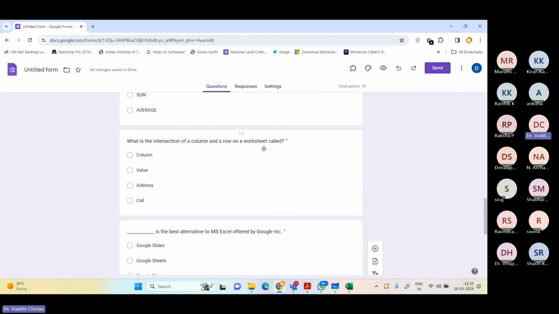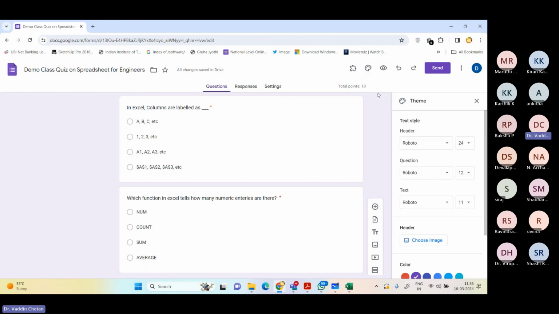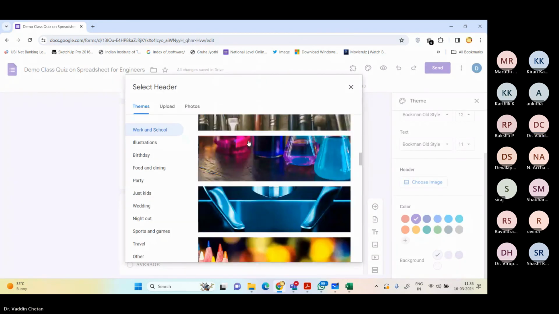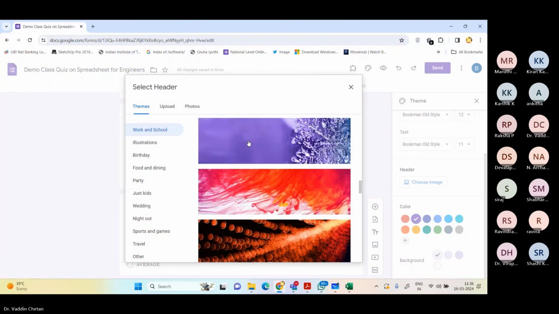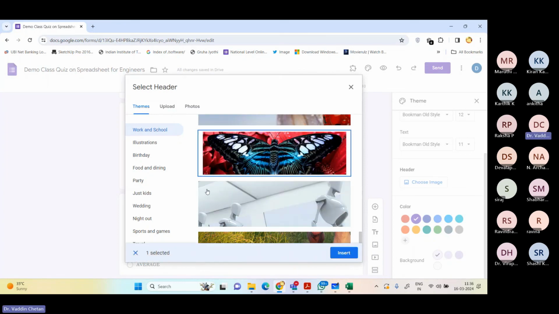So now I can go to customize theme. I can make it Bookman Old Style. I can choose the header image, whichever you like.